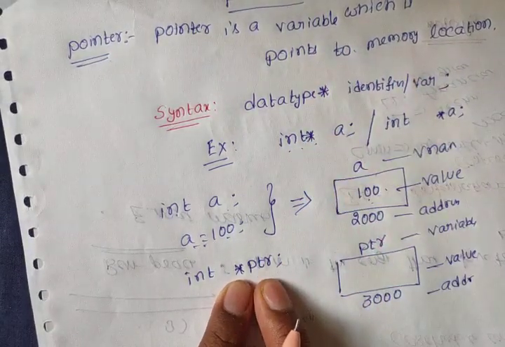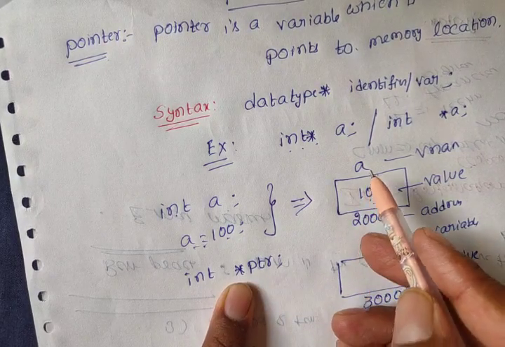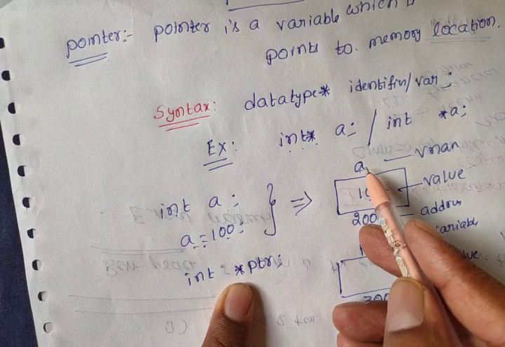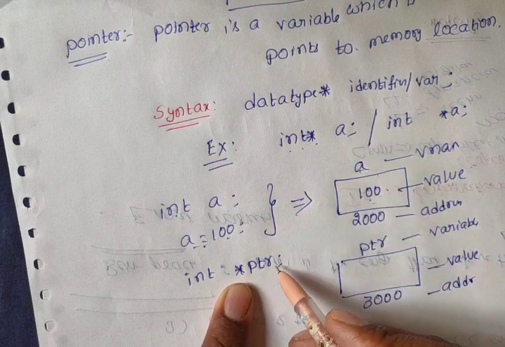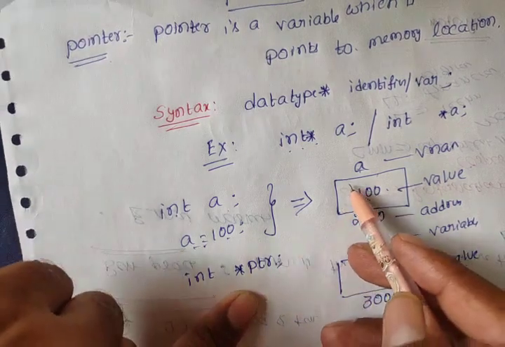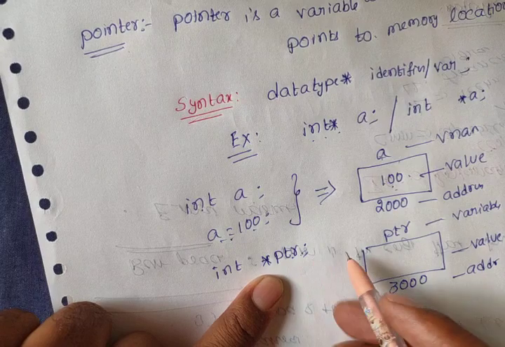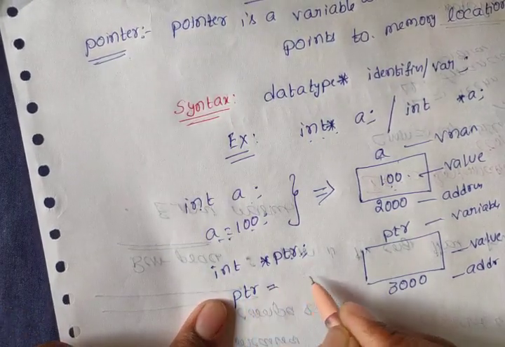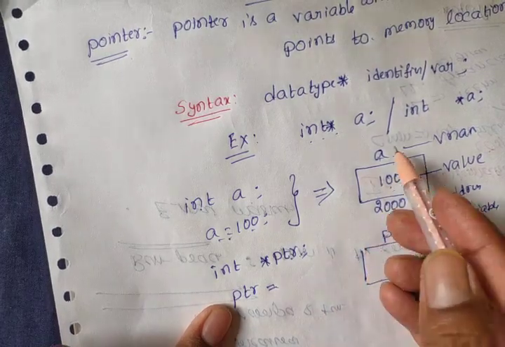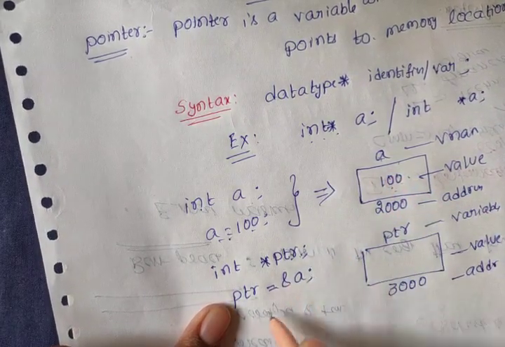Now we are pointing to memory. That means here we want to access the value of a. We can do some operations on variable a with the help of ptr, with the help of the memory location variable name, that is a pointer. So that's why ptr will contain the address of a, that means ampersand a.